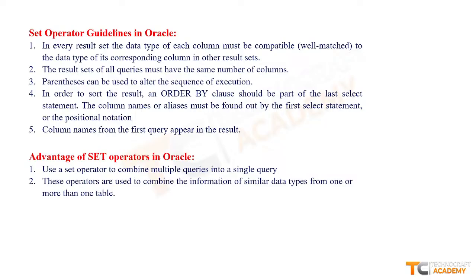The next one is that the result sets of all the queries must have the same number of columns. It's not that we have to use only two queries combined. We can combine multiple SQL queries, but there should be the same number of columns available in all the queries. Along with it, the data type of each column must match. And the next one is that we can use parenthesis to alter the order of execution of the SQL queries.